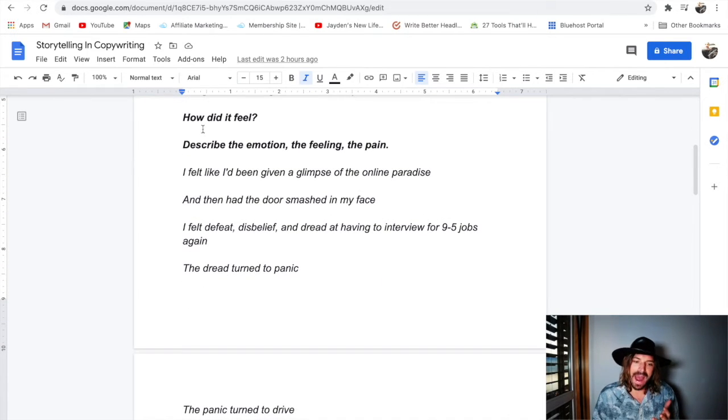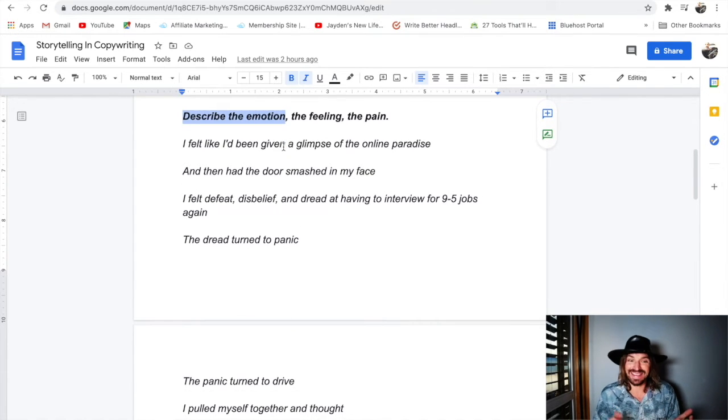Next, we're going to talk about how did it feel. We're going to describe the emotion. Now, this part, you really want to get into the feeling. And here's a quote for you: selling is a transference of emotion. It's a transference of feeling. The best way that you can sell a vision to someone, sell a solution to someone, is to transfer a feeling.